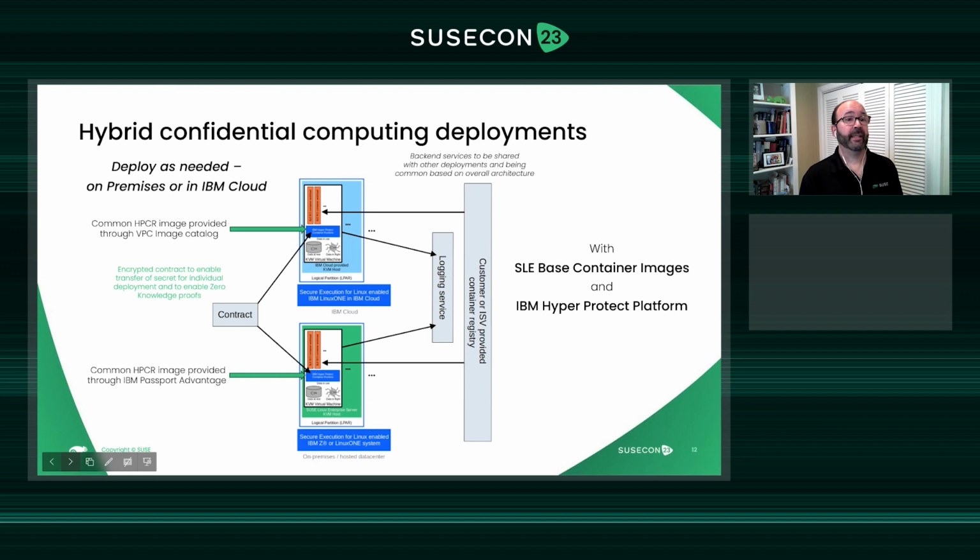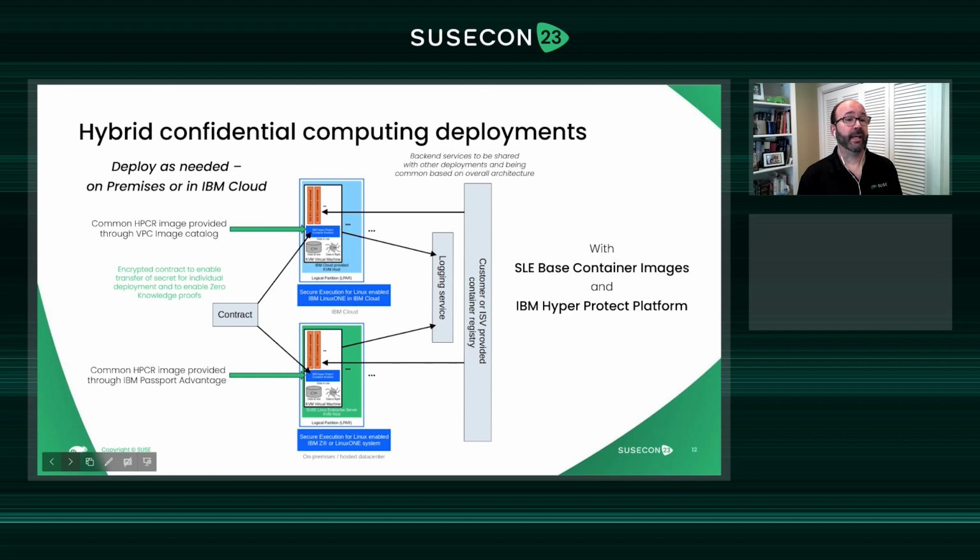You provide an image, in this case, on the top with the IBM Cloud. There are images provided in the VPC image catalog. On the bottom, you can provide an HPCR image through the IBM Passport Advantage. But that's just the beginning point. Once you have the image, you can continue the same in either model.